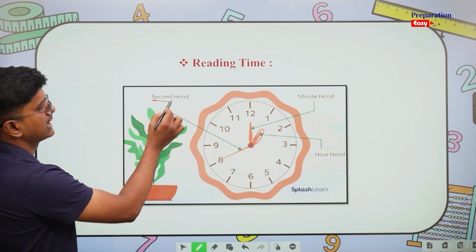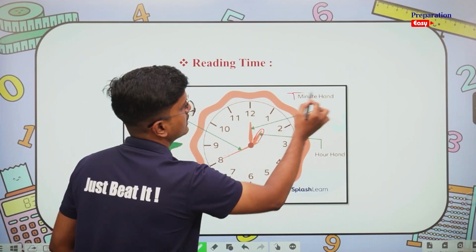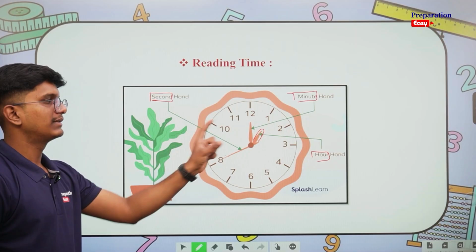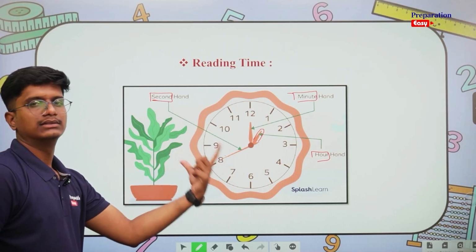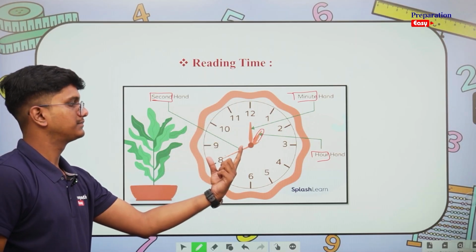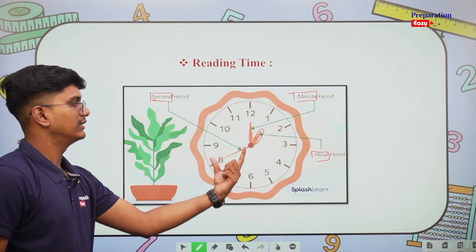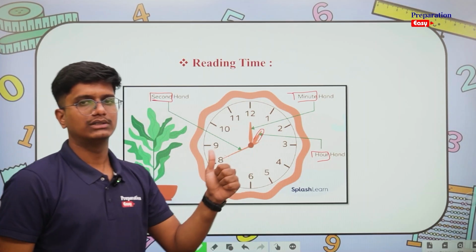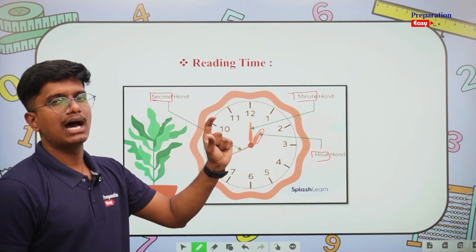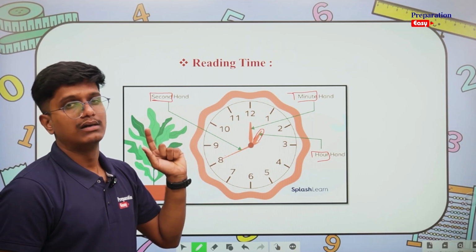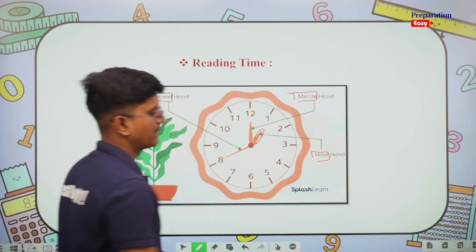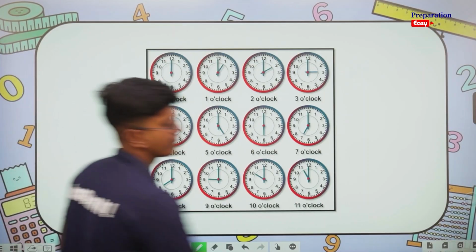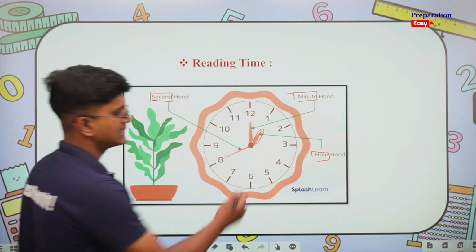So we can check, this is the second hand, this is the minute hand, this is the hour hand. The hour hand is smaller, the minute hand is a little bit bigger, and the second hand is bigger than each and every hand. Just keep in mind, the hour hand is smaller, the minute hand is a little bit bigger than the hour hand, and the second hand is bigger than every hand, okay? So in this clock these are the three hands.